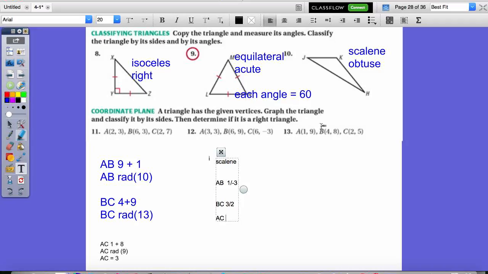Let's look at AC. 9 minus 5 is positive 4. 1 minus 2 is negative 1. So none of these are negative reciprocals. It is scalene, not right.